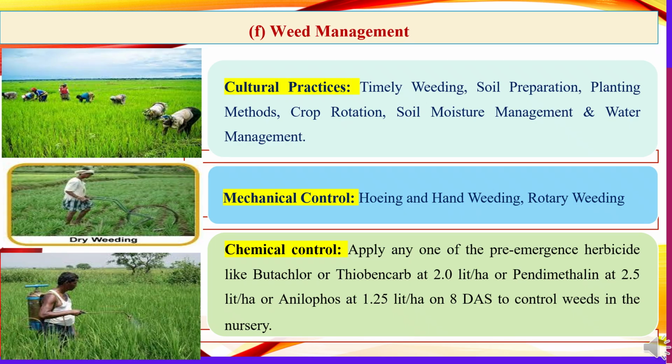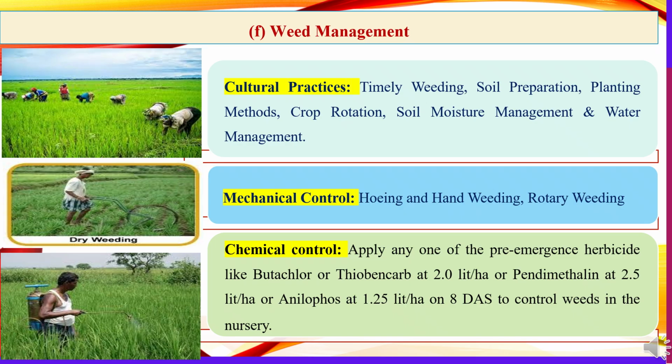1. Cultural practices. These practices aim to prevent or minimize weed growth by creating unfavorable conditions for weeds. Timely weeding. Remove weeds during the early growth stages of paddy to prevent competition when rice plants are most vulnerable. The first weeding is usually done around 20 to 25 days after sowing or transplanting, followed by subsequent weeding as required. Soil preparation. Proper land preparation through plowing, puddling, and leveling helps bury weed seeds and disrupt their germination.